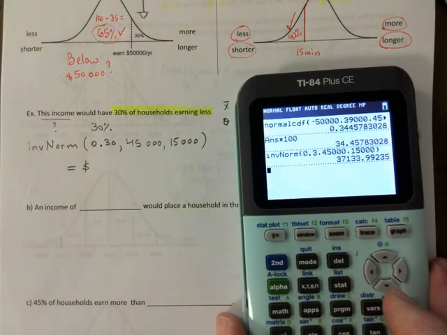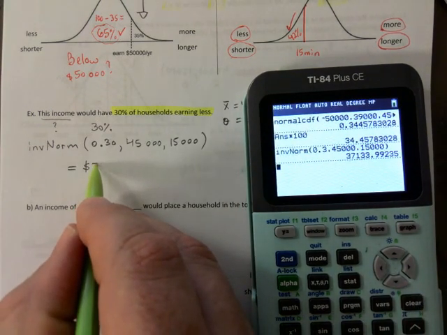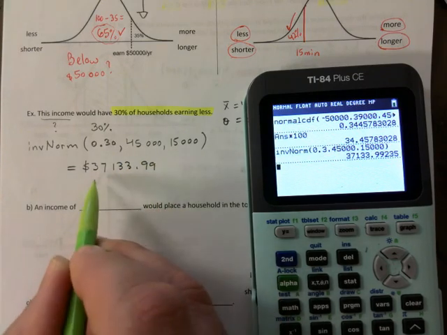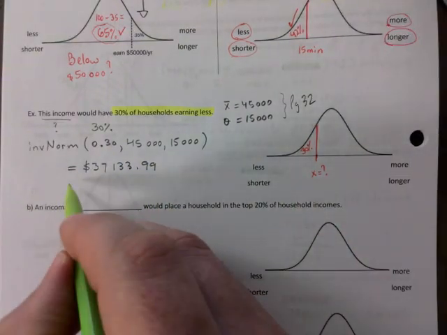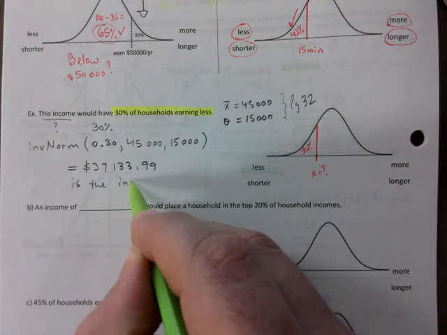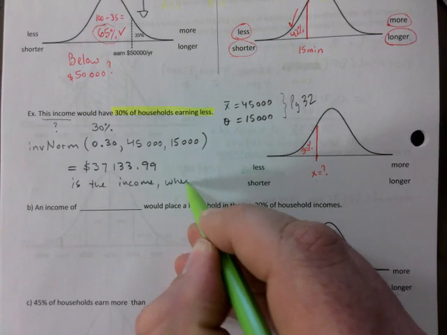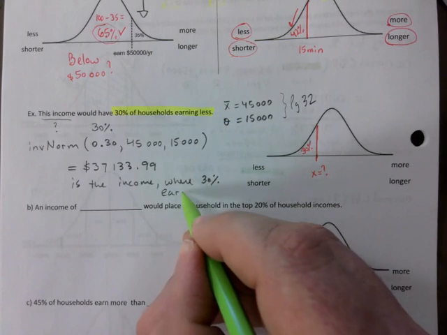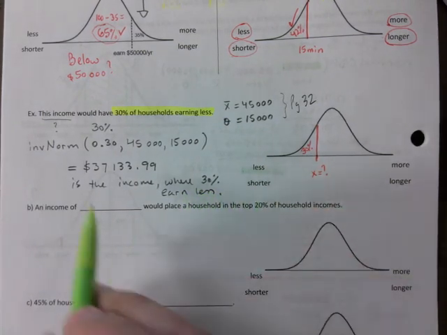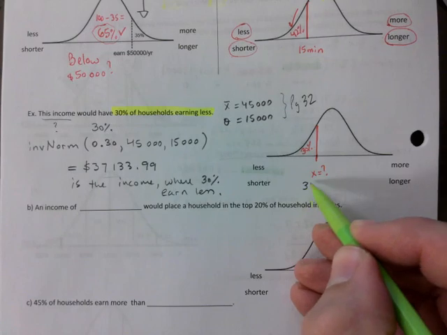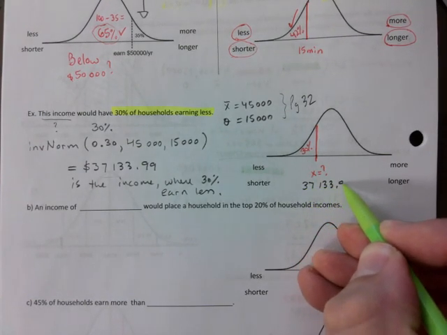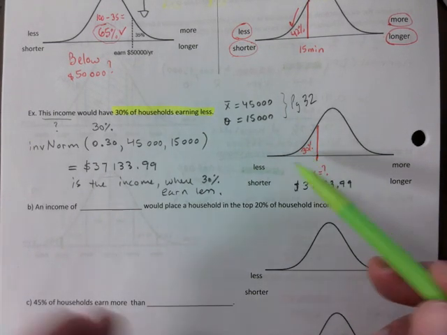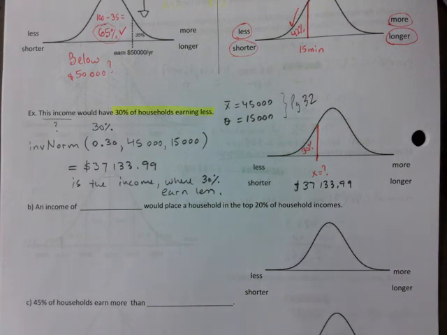Earning money. Okay. So 37,133.99, right, is the income where 30% earn less. Okay, so that's the income. This is the 37,133.99 that we've determined based on inverse norm that would have 30% of families earning less.